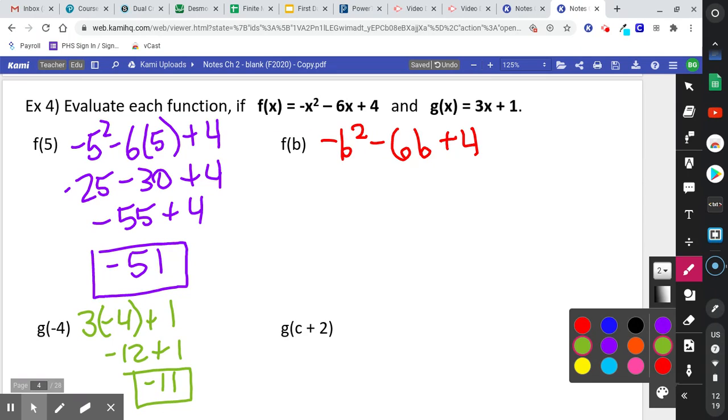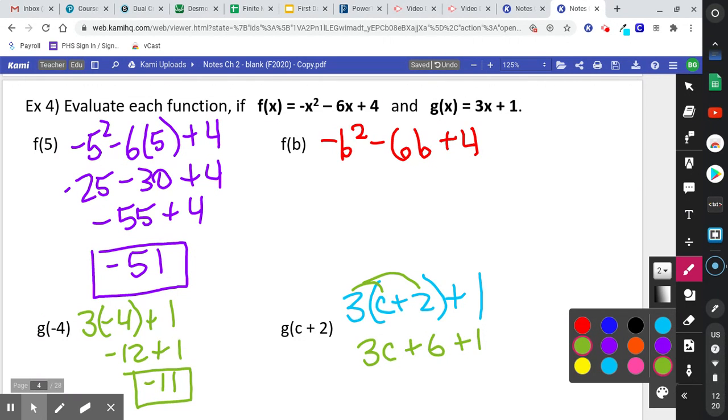Then the last one, plug in c plus 2. So yeah, I guess that's kind of weird. You're plugging in an algebraic expression, a binomial. But remember what the g function does. The g function says 3 times something plus 1. So we're going to plug in that c plus 2. And we can distribute here. You get 3c plus 6 plus the 1. Add the like terms. You get 3c plus 7.